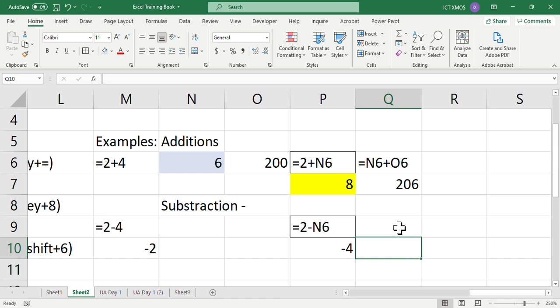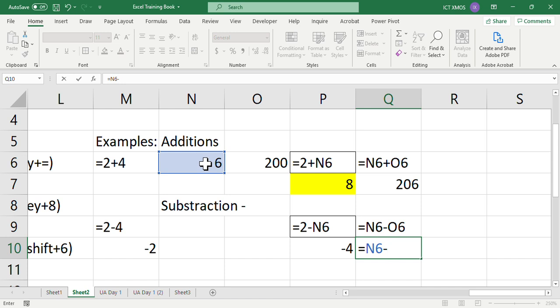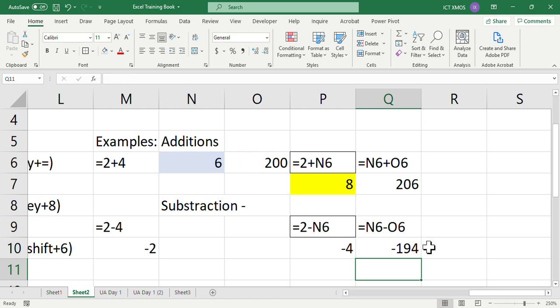So let's look at this other one now. This one is N6 minus O6. I only copied and pasted down. You can see N6 minus O6. Let's enter the formula now. N6 minus O6. Can you see it? I enter the formula. What's the result? Minus 194. Minus 194. Yeah.